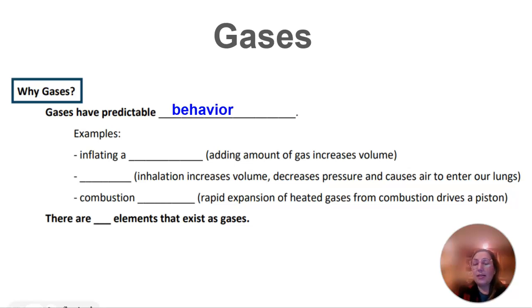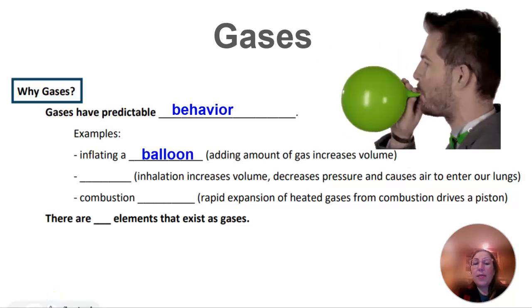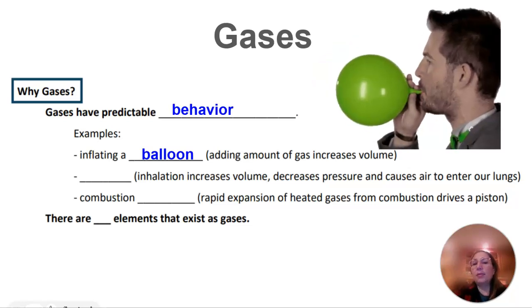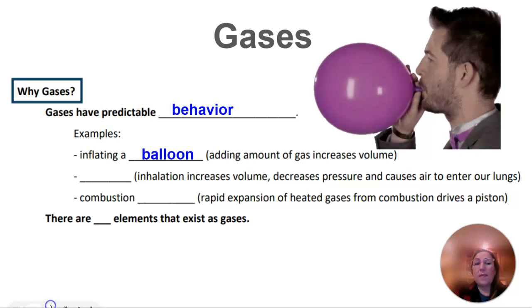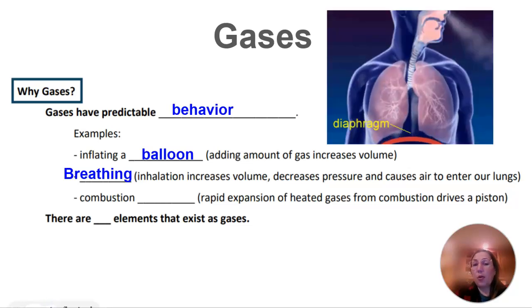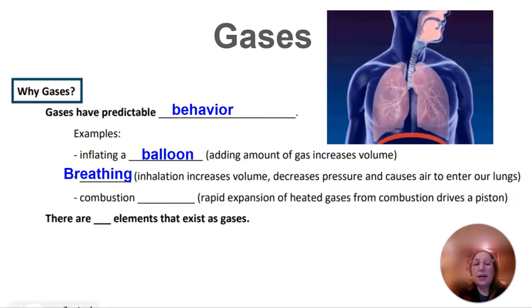So what are some common examples of gases that we'd use in everyday life? How about inflating a balloon? In inflating a balloon, we add more and more gas to that balloon and we increase its volume. Every time we're breathing, we're utilizing gas laws and gas variables. When we inhale, what we're doing is increasing the volume of our lungs, and that decreases the pressure inside them and causes air to enter our lungs.